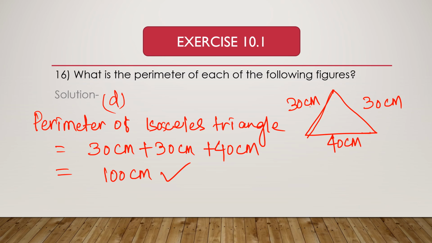What do you infer from these answers? We see that the perimeter of the square is 100 centimeter, the perimeter of the second figure, the rectangle, is also 100 centimeter, the perimeter of the third figure, the rectangle, is also 100 centimeter, and the perimeter of the last figure, the isosceles triangle, is also 100 centimeter. So in all four figures, perimeters are equal, equal to 100 centimeter.